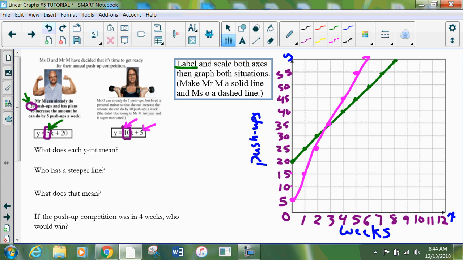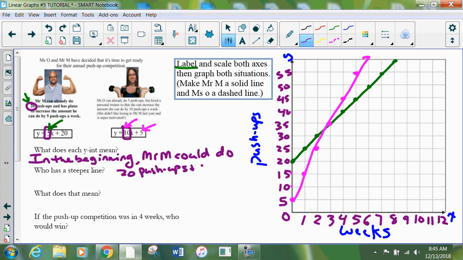As I'm looking at my line, I'm very impressed. Wow, I'm improving really fast, aren't I? So let's stop and ask what each y-intercept is and what it means. The first y-intercept is mine, which is a 5, and the second y-intercept is Mr. Matcher's, which is a 20. What do they mean? They always mean in the beginning, or at the start. I like in the beginning because it really does describe the story. In the beginning, Mr. M could do 20 push-ups and Miss O could do 5.